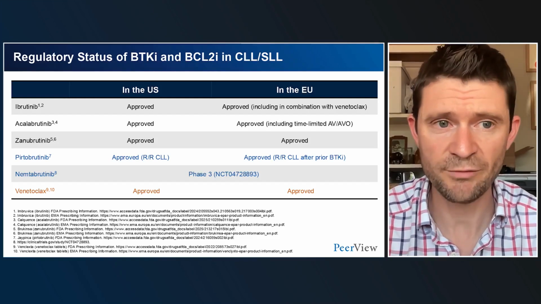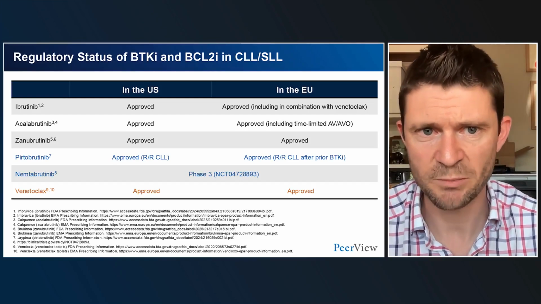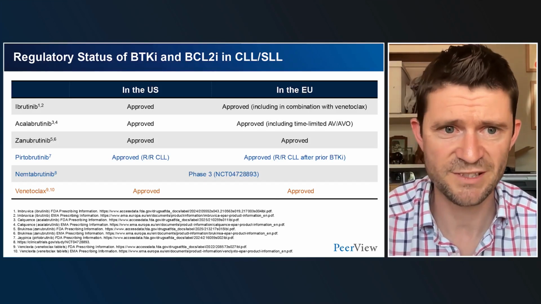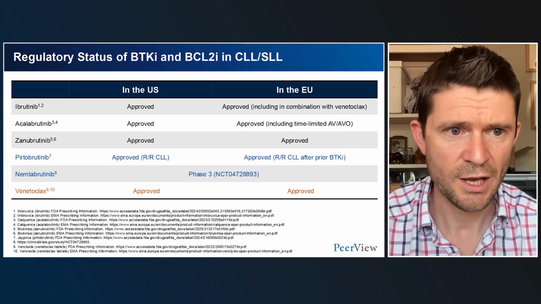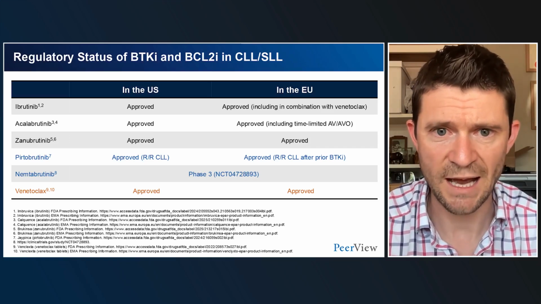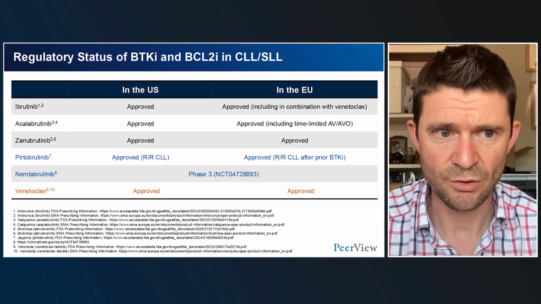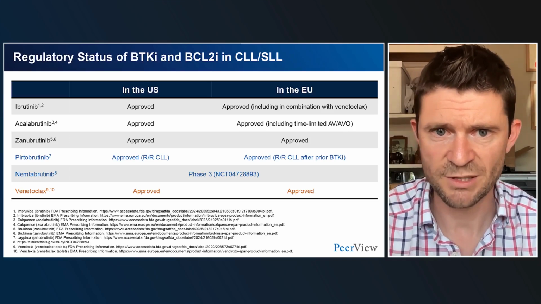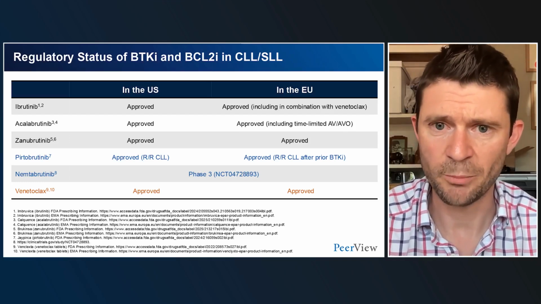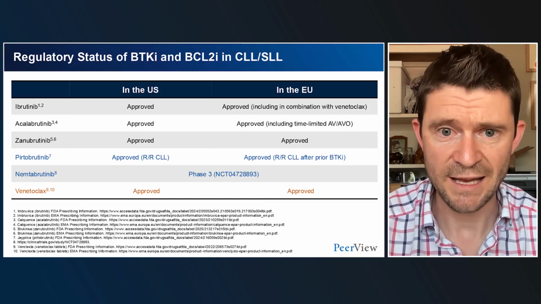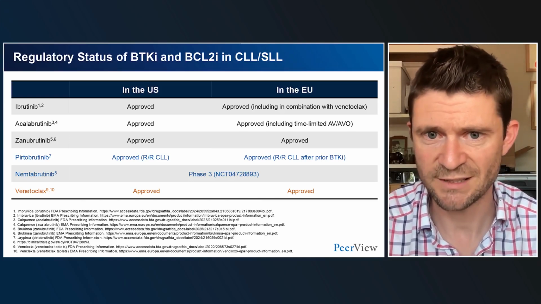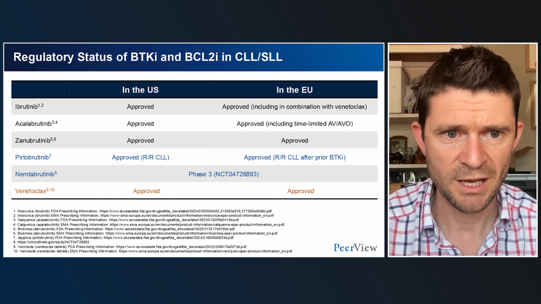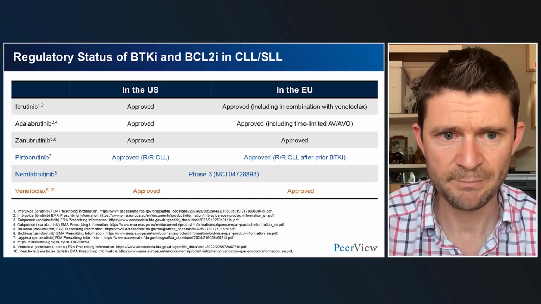So here's a summary, really, of the regulatory status of BTK inhibitors and BCL2 inhibitors in CLL. As you can see here, the covalent BTK inhibitors are really approved in the US and in Europe. In Europe, ibrutinib is, as mentioned, approved in combination with venetoclax. Acalabrutinib also as time-limited therapy with venetoclax with or without obinutuzumab, and zanubrutinib as monotherapy.